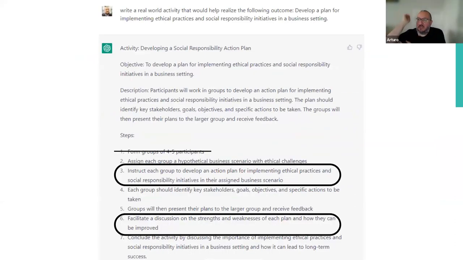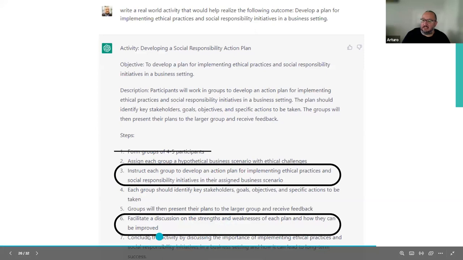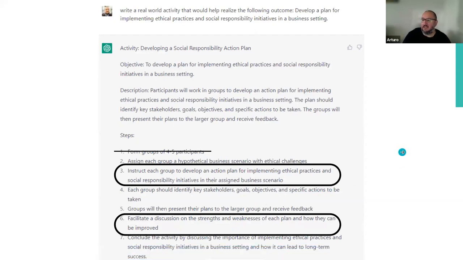And then I asked it to write a real world activity for that specific outcome. And it developed this social responsibility action plan, but it developed it for a face-to-face setting, and I teach online. So I thought I could take aspects of this plan. I really like three here, where they develop an action plan, and I really like six as a follow-up discussion. So again, I'm not taking everything that the AI spits out. I'm taking aspects of it, the things that work for me, and incorporating those into this process.